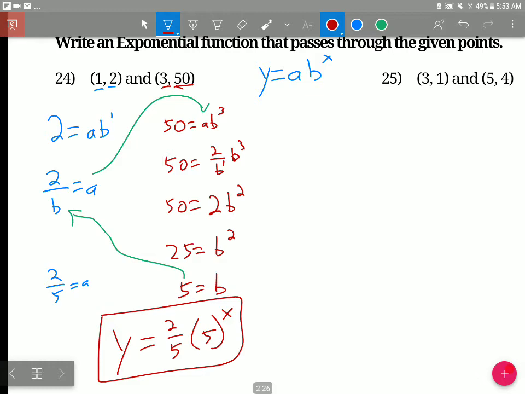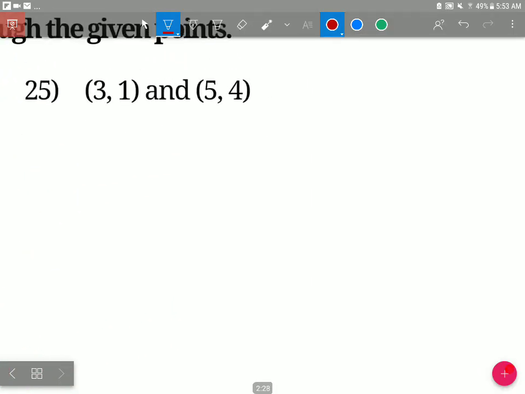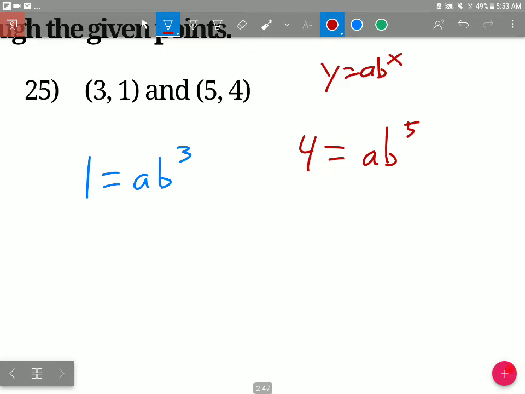All right, 25, here we go. Write your two equations. That would be y is 1 equals ab to the third. Y is 4 equals ab to the fifth. Remember, it's y equals ab to the x, so plug in your y and your x. Solve for a, so that's 1 over b to the third equals a, and then plug it in.